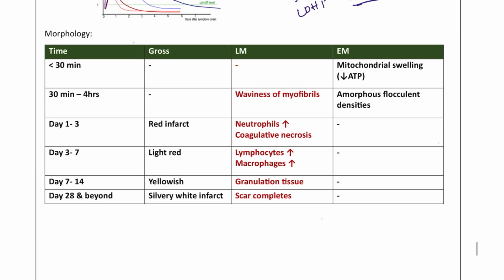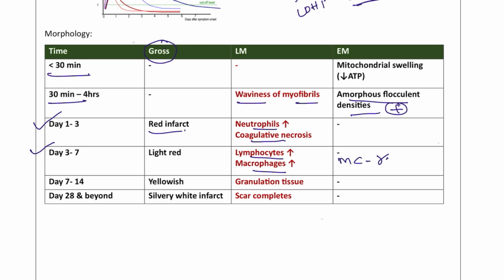And morphology. On gross morphology you cannot see anything in less than 12 minutes, and after that you are going to see amorphous densities. This is the sign of necrosis and waviness of the myofibrils. At 1 to 3 days, a red infarct will be seen, with increased neutrophils and coagulative necrosis. At 3 to 7 days there will be increased lymphocytes and macrophages, and this phase is highly associated with rupture of the wall. At day 7 to 14, granulation tissue is formed. Beyond day 28, there will be complete scar formation.